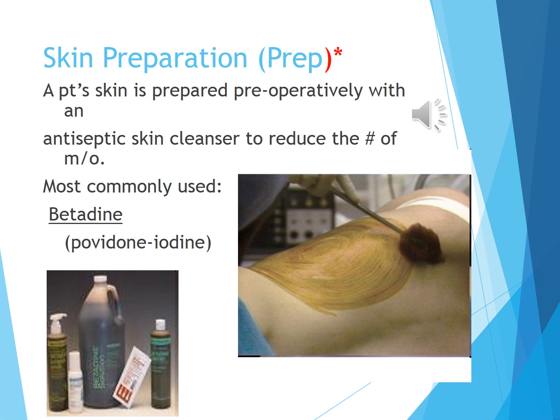Here we have the other skin prep or skin preparation. A patient's skin is prepped pre-operatively with an antiseptic skin cleanser to reduce the number of microorganisms. Note that it says reduce, because we're applying this to our patients, who are human, right? And we can't put our patients in an autoclave. So all we can do is skin prep, which is in preparation for the surgery, and that's why we use all sterile instruments and we use surgical asepsis throughout.